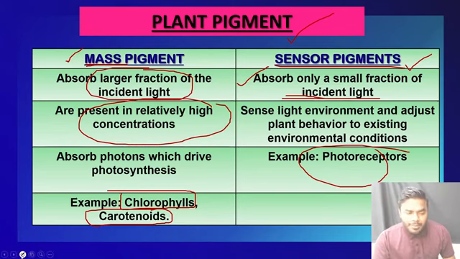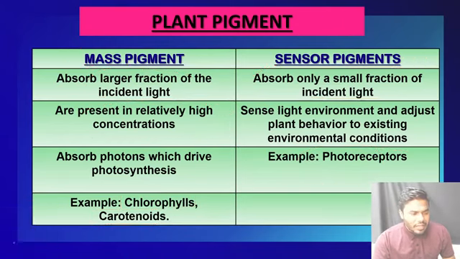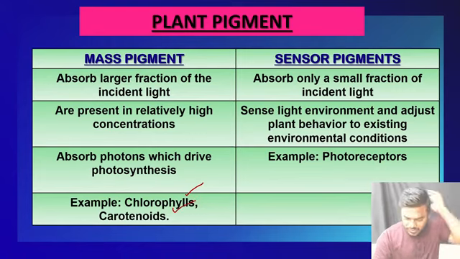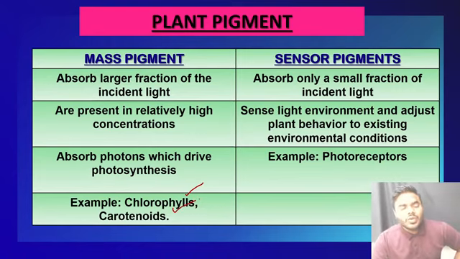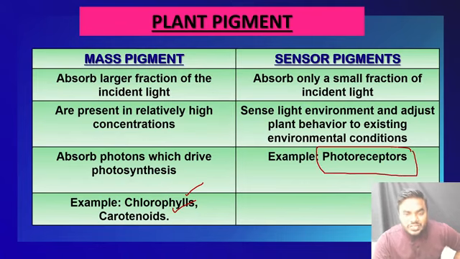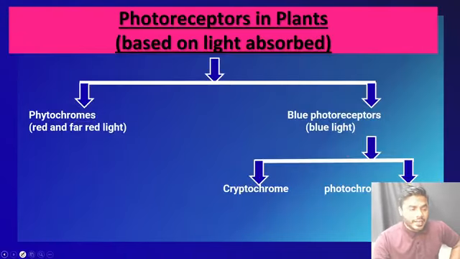Photoreceptors. We never read about the chlorophylls and carotenoids here because this is not the chapter for that. We already read the chlorophylls and carotenoids in photosynthesis. What we have to read in this chapter of sensory photobiology is completely about the photoreceptors. This is what we have to read.